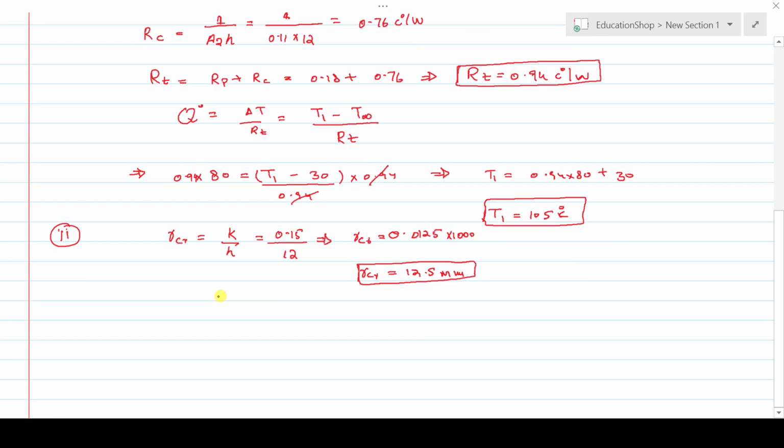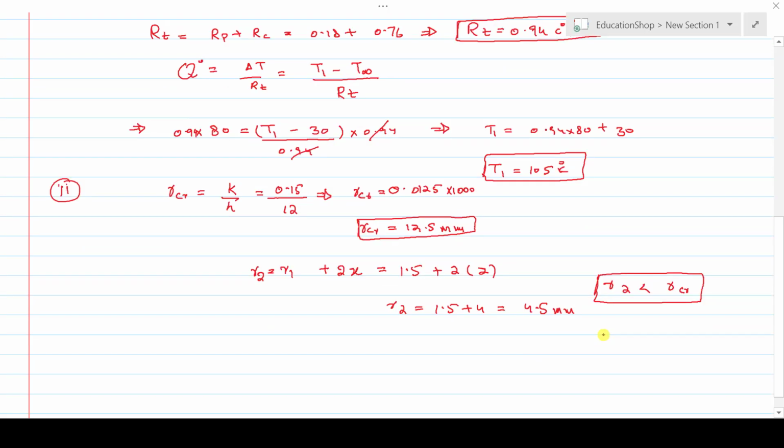In the statement it says if the plastic thickness increases 2 times, let's say 2x, then the outer radius R2 becomes equal to R1 plus 2x, and the R1 value is 1.5 millimeter plus 2 into the x value, which is 2 millimeter, so the outer radius becomes 1.5 plus 4, equal to 4.5 millimeter. If you compare these two values, the R2 value is less than the critical radius of insulation. Then it shows that by doubling the plastic cover thickness, it will increase the heat transfer. If heat transfer increases, the value of T1 will also increase.